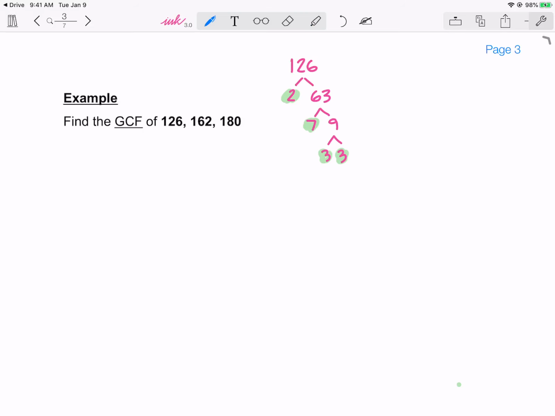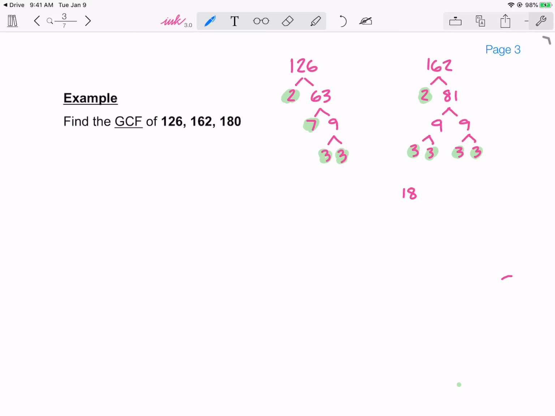They are prime numbers. Now I'm going to do the same for 162. I notice it's even. It's 2 times 81. I know 81 is 9 times 9. Well, 9 is 3 times 3, and this 9 is also 3 times 3. So there are my numbers. This is called prime factorization.